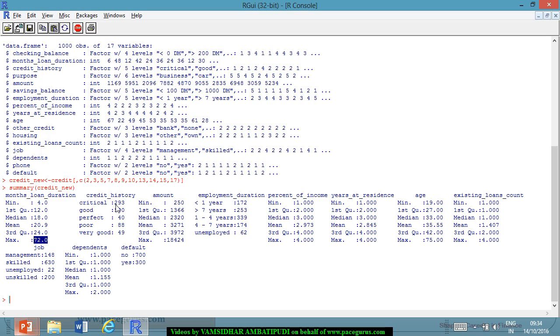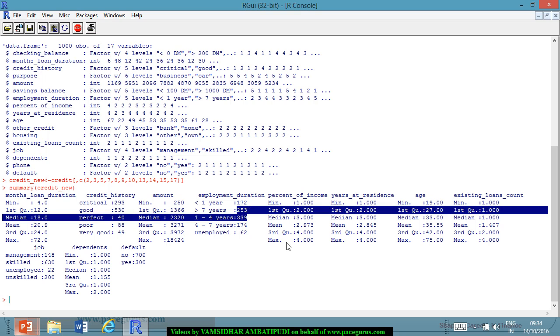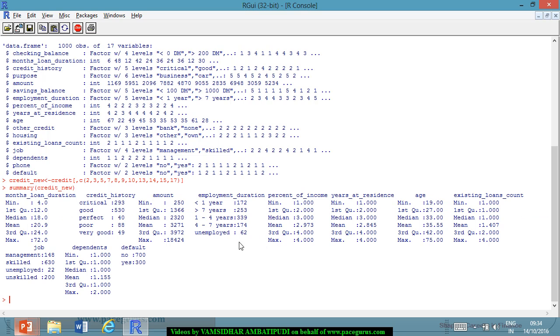Credit history, there are 293 people who have a critical credit history, 530 of them have a good credit history, and some of them have perfect, poor and very good. Amount wise, the minimum loan amount is 250, the maximum is 18,000. Employment duration, we see 62 of them are unemployed. 172 of them have less than 1 year experience, whereas 253 of them have more than 7 years experience. More or less the data is decently split across all the groups.